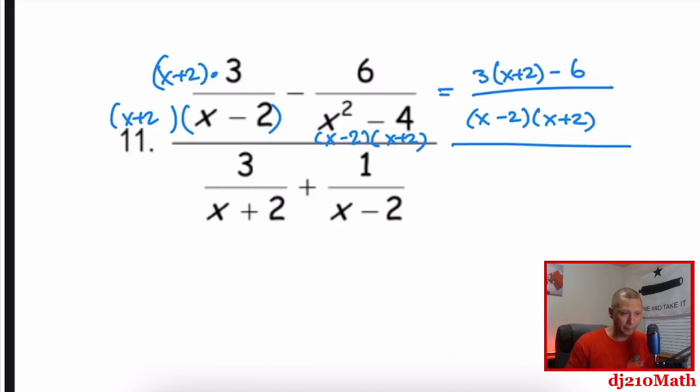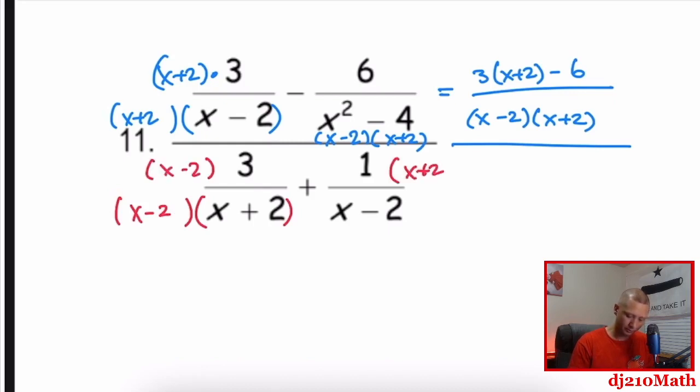So now let's work the bottom piece. Okay, so this is nice. This is ideal. All right, this is ideal. x minus 2, top and bottom. x plus 2.